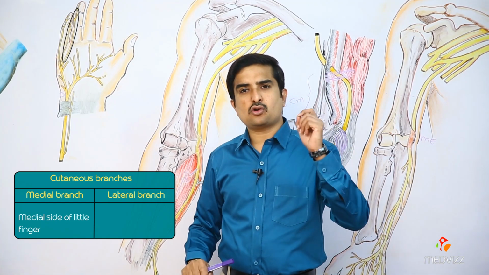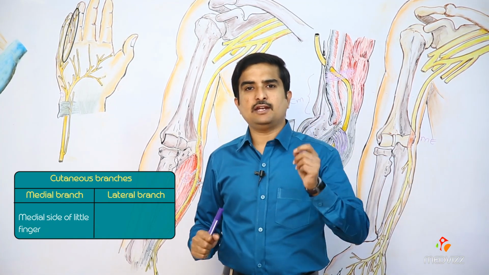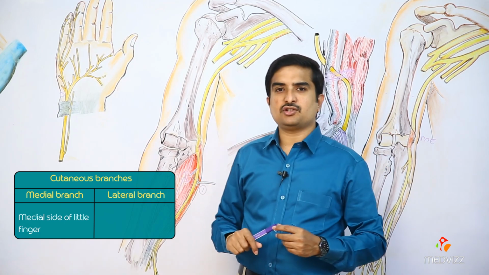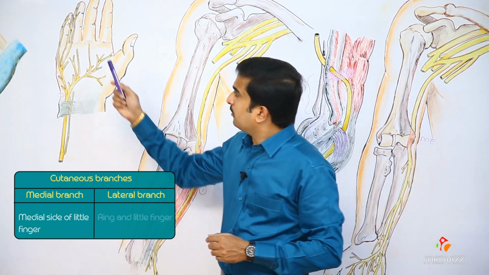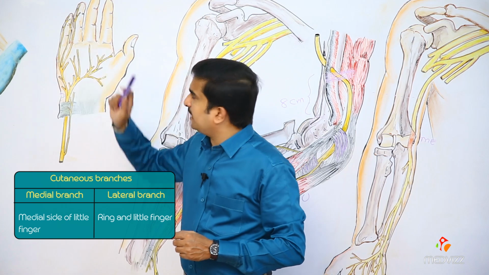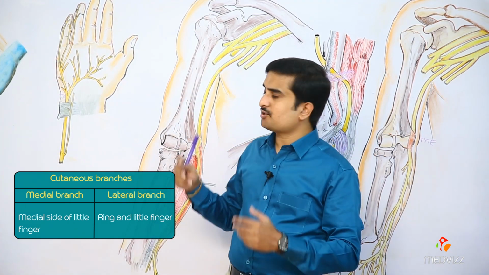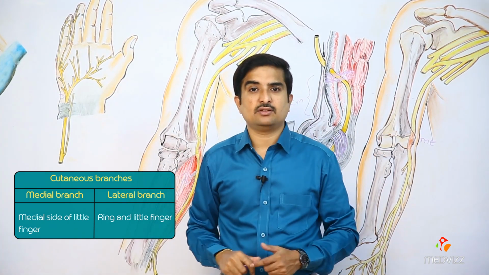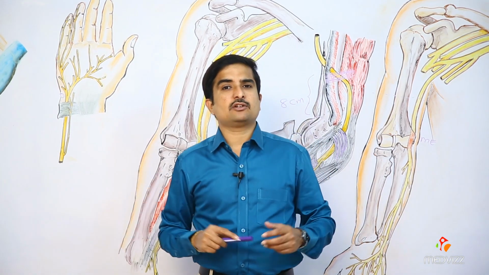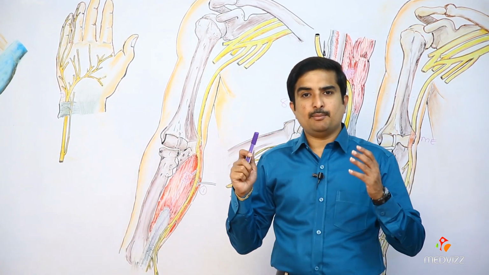The lateral or common digital branch gives rise to two palmar digital branches that supply the adjoining sides of the ring finger as well as the little finger, right? Here the lateral branch of the ulnar nerve communicates with the median nerve. This is the important point that you need to remember.